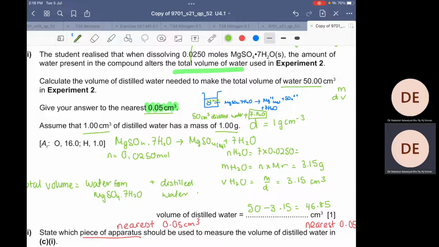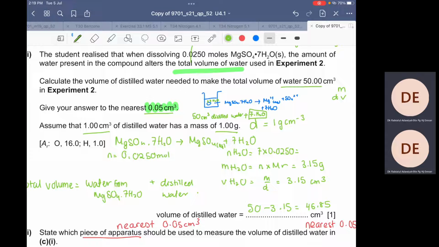Okay, done? Okay, the next question asks you to choose a piece of apparatus to measure the volume of distilled water. Now, you want the distilled water to be accurate to 2 decimal places. What is an apparatus that will allow you to measure out this volume accurately?